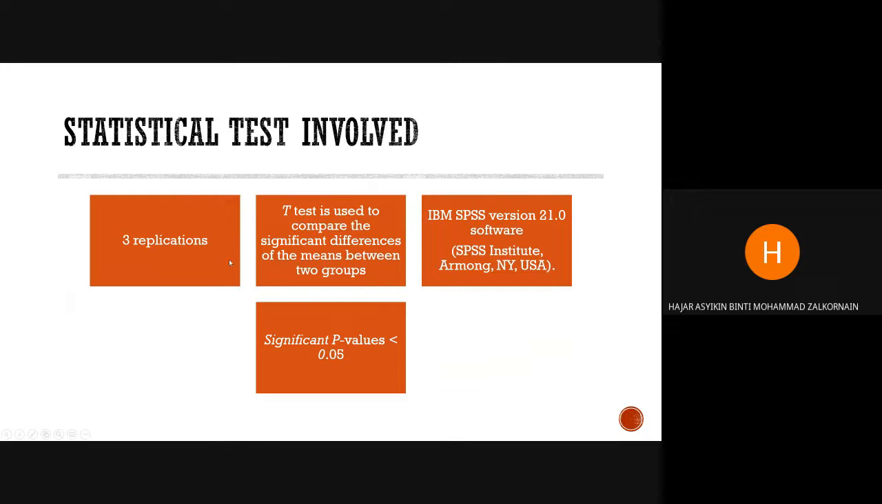So what are the statistical tests involved in the studies? We use t-tests, because we want to compare the differences between two groups, the control and the uncontrolled. The software used for the studies is SPSS version 21.0. Right, so that's all from me. Thank you.